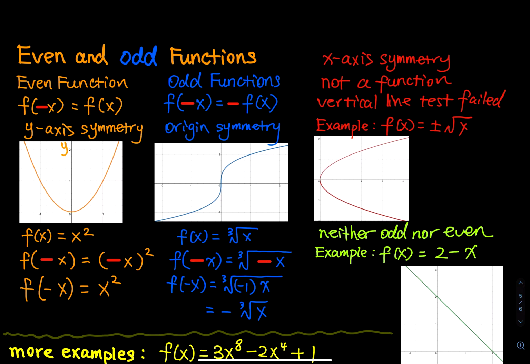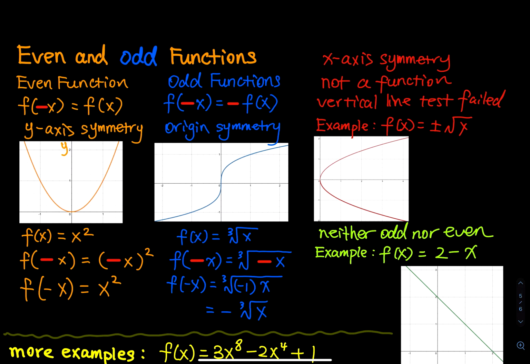The best example to use is f of x equals plus or minus the square root of x. The plus square root of x is the piece in the first quadrant. The minus square root of x is the piece in the fourth quadrant. So this is x-axis symmetry, which is not a function.